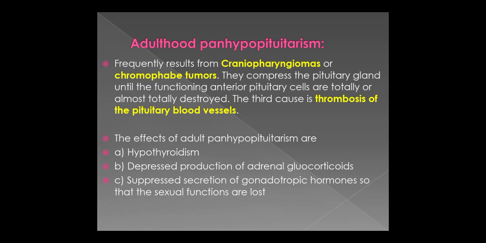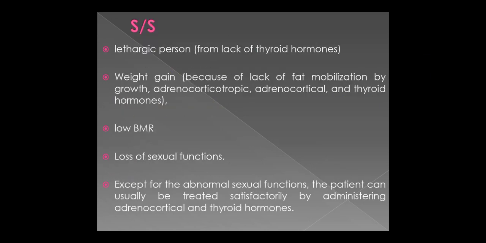The effects of adult panhypopituitarism are hypothyroidism because of the destruction of the cells producing thyroid hormones, and depressed production of adrenal glucocorticoids because of the destruction of those cells which are producing ACTH. Now, ACTH releases the adrenal glucocorticoids from the adrenal gland. There is suppressed secretion of gonadotropic hormones so that the sexual functions are lost. So all the hormones of the anterior pituitary gland are decreased in levels, and these are the effects of panhypopituitarism.